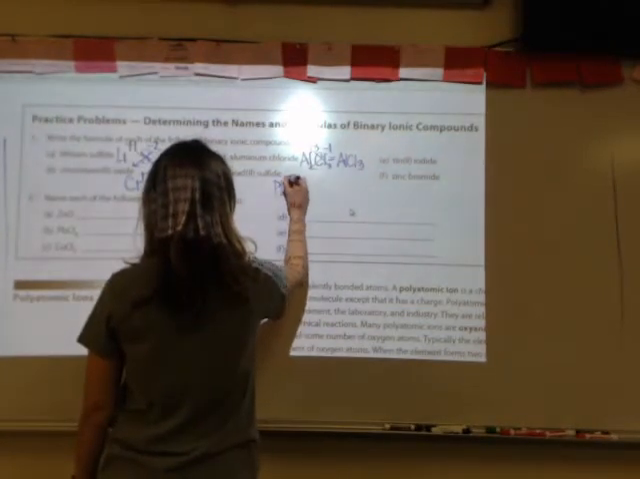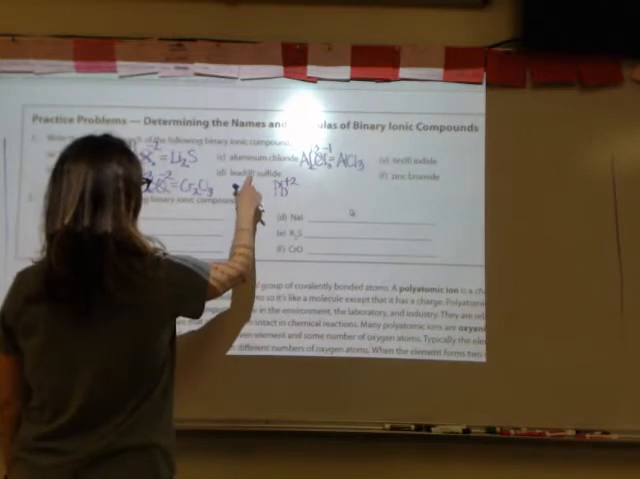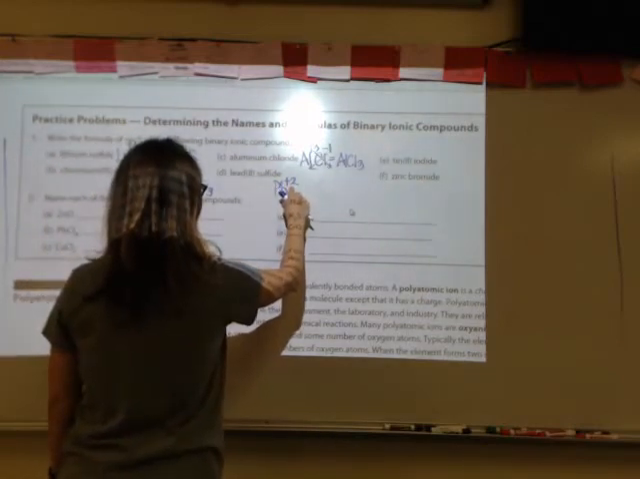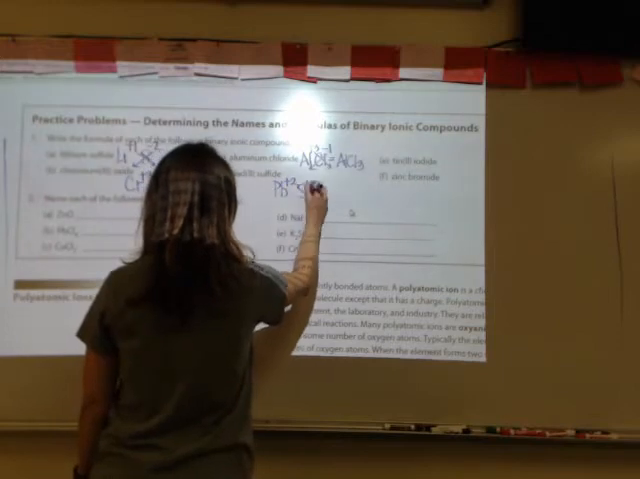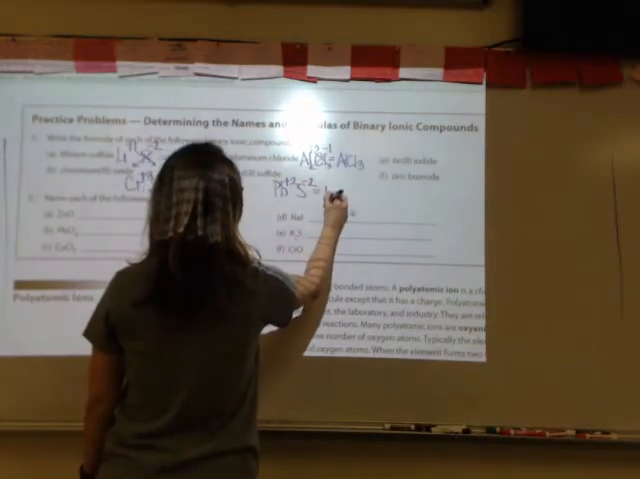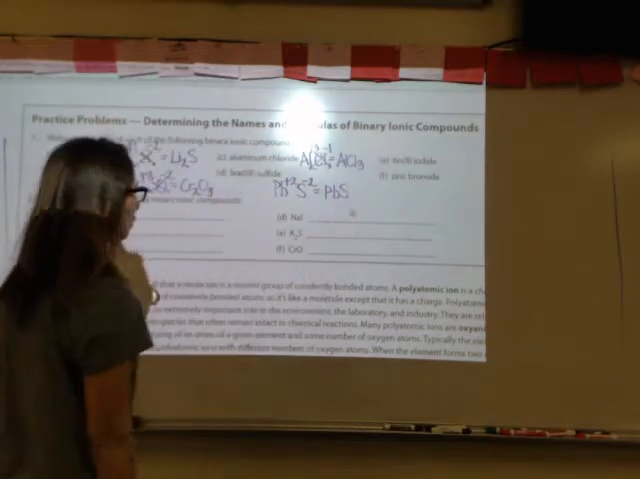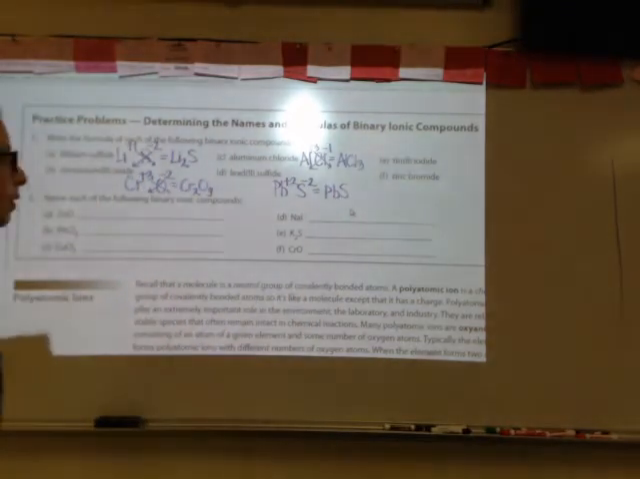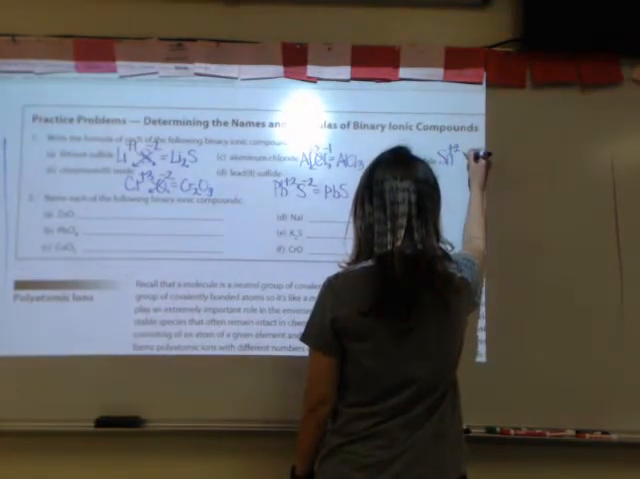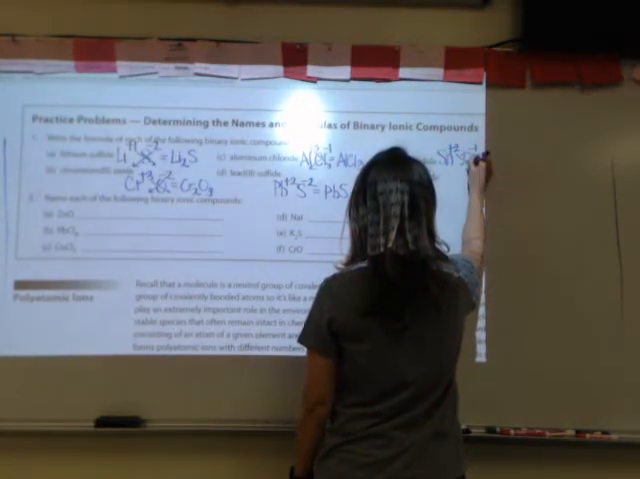Lead-2 sulfide. Pb+2, this Roman numeral tells you that you have a +2 charge on the metal. Metals always have positive charges. Sulfur is a -2. When the numbers and the charges are the same, they just cancel out. You get PbS.